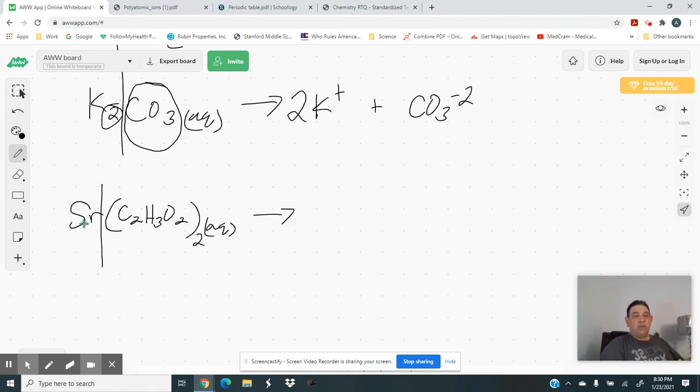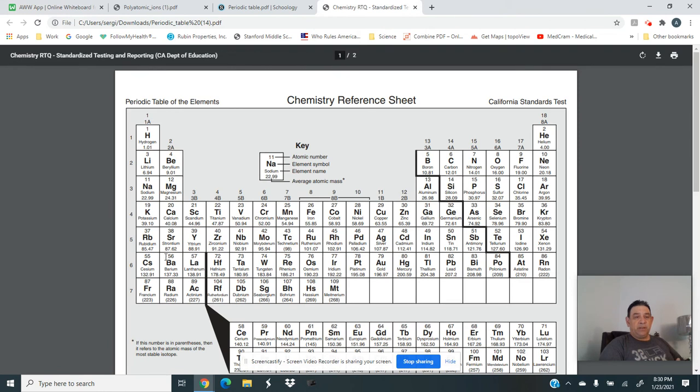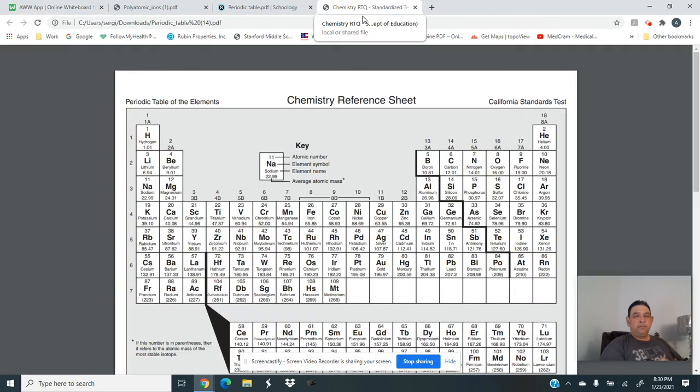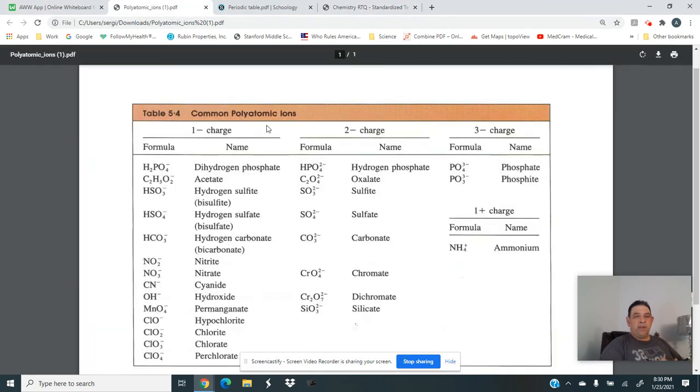There's an Sr, which is strontium, and strontium is in column 2 on the periodic table. Once again, I can go ahead and go to the periodic table. Here's strontium right here. And it's in column 2, so it gets a plus 2 charge. I can write it as strontium plus 2. And then over here, this whole thing is C2H3O2. If we go to our table of polyatomic ions right here, C2H3O2 is the acetate ion.